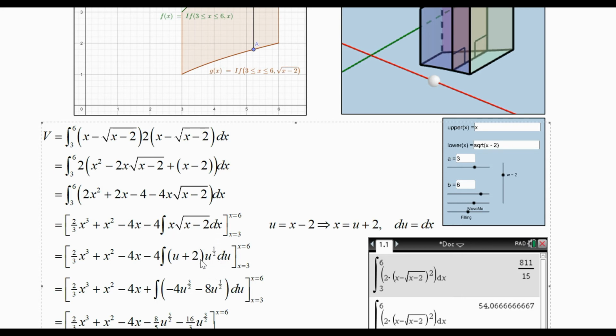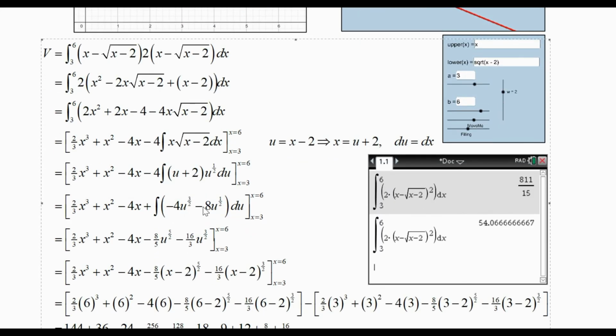We're right here. I can distribute the u to the 1/2 times this and get u to the, and I'm going to distribute the negative 4 as well. Negative 4 times u to the 3/2 and negative 8 times u to the 1/2. All right, well now that's just a polynomial, well not a polynomial, but a sum of power functions, so it works kind of like a polynomial does.